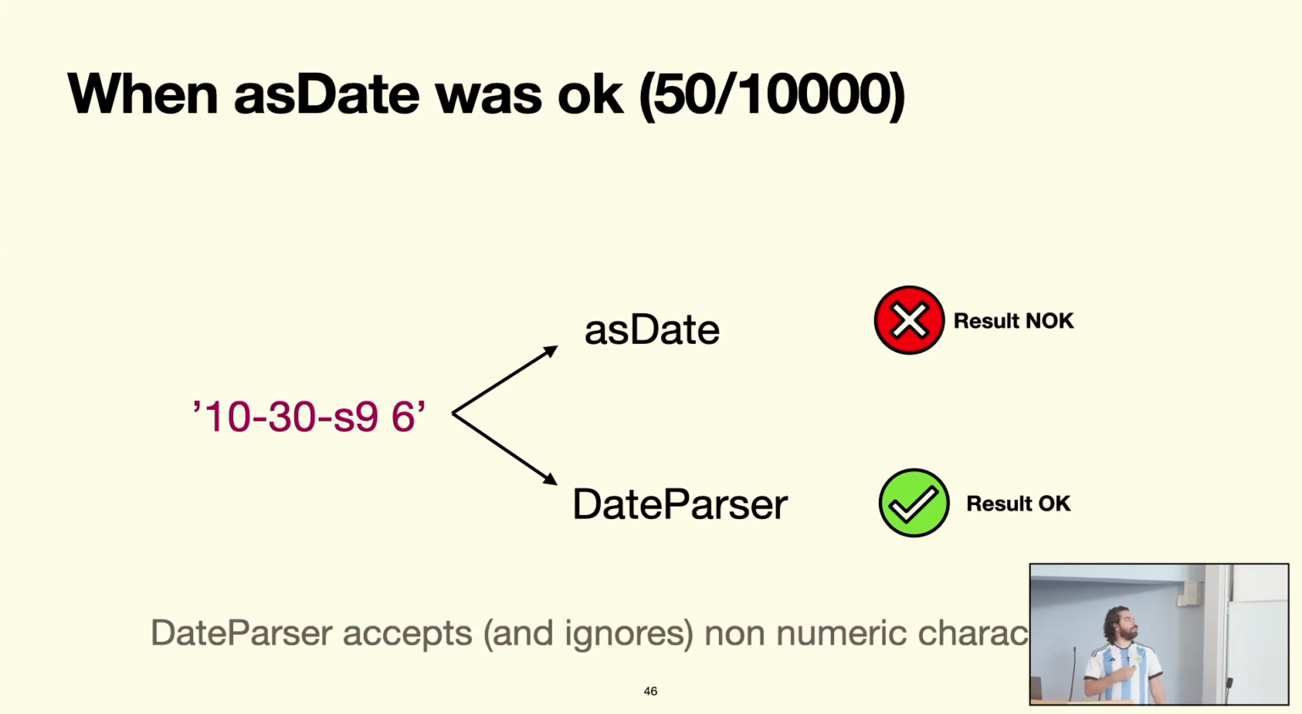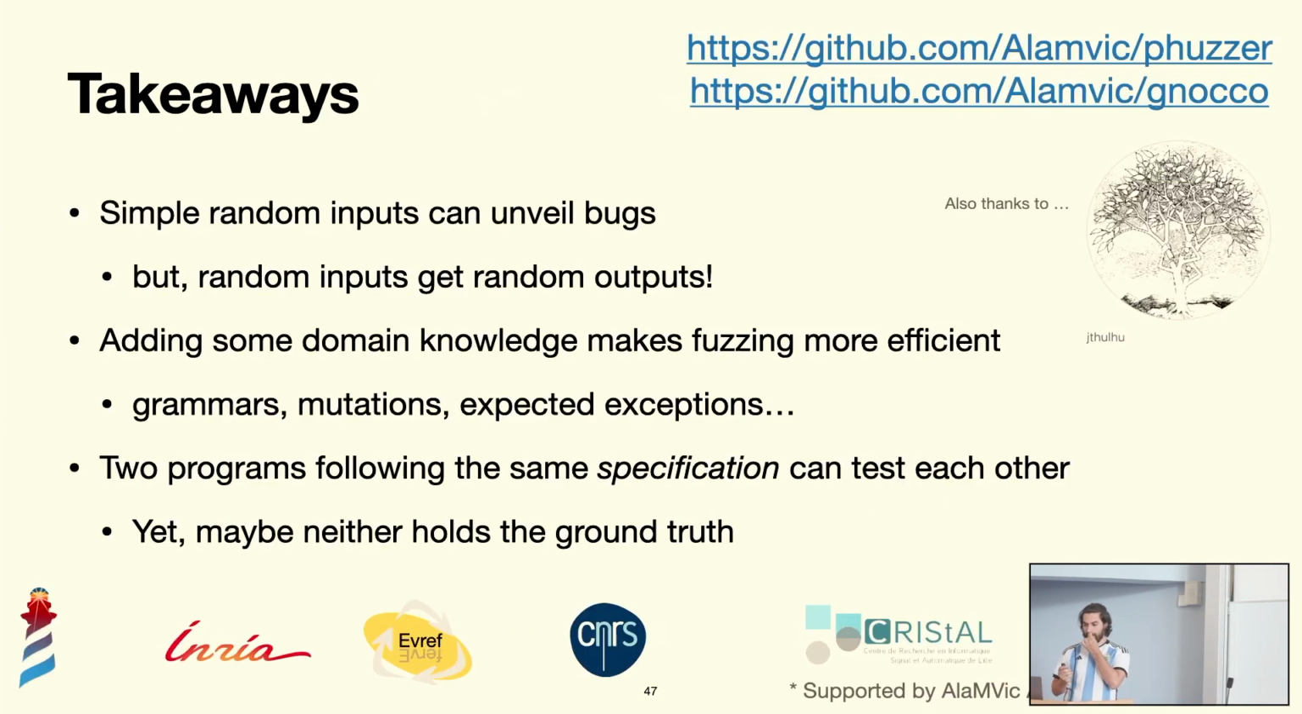The thing is that I checked date parser a little bit. Date parser accepts and ignores non-numeric characters in the year, and then it generates strange stuff. It doesn't matter what it generates because it's buggy. But you can try this on your machines. So I want to finish with this and with some takeaways.